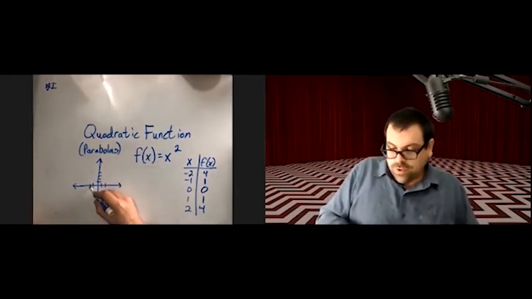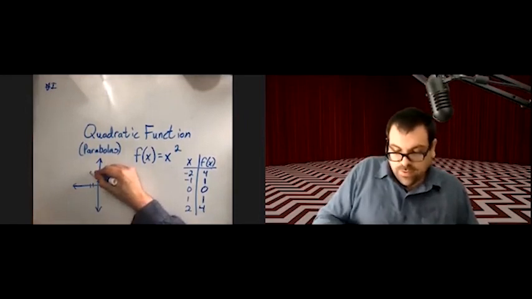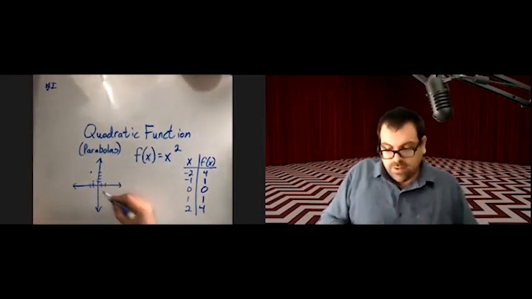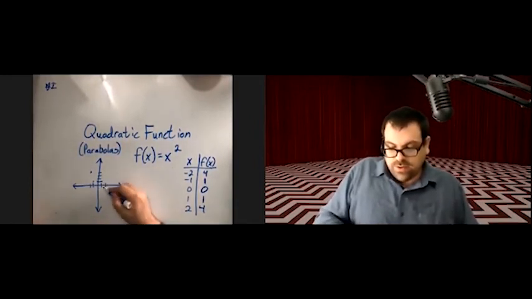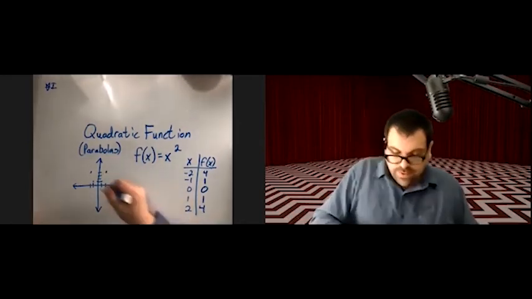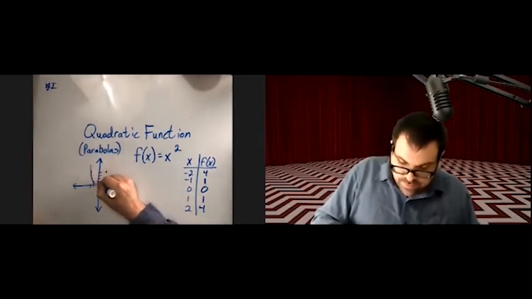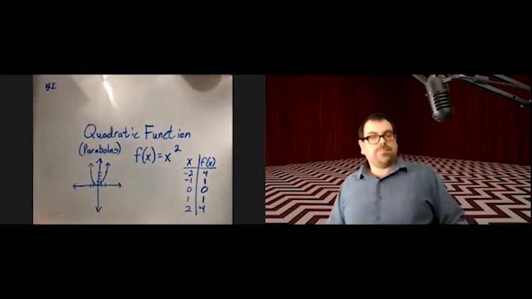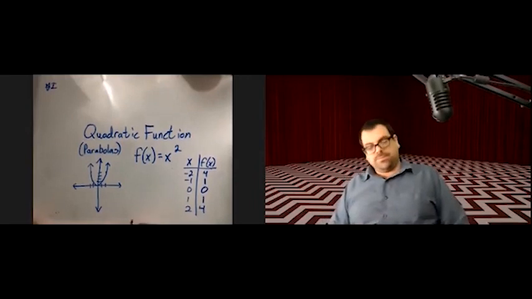Negative 2, positive 4. Negative 1, positive 1. 0, 0. 1, 1. 2, 4. Parabola.